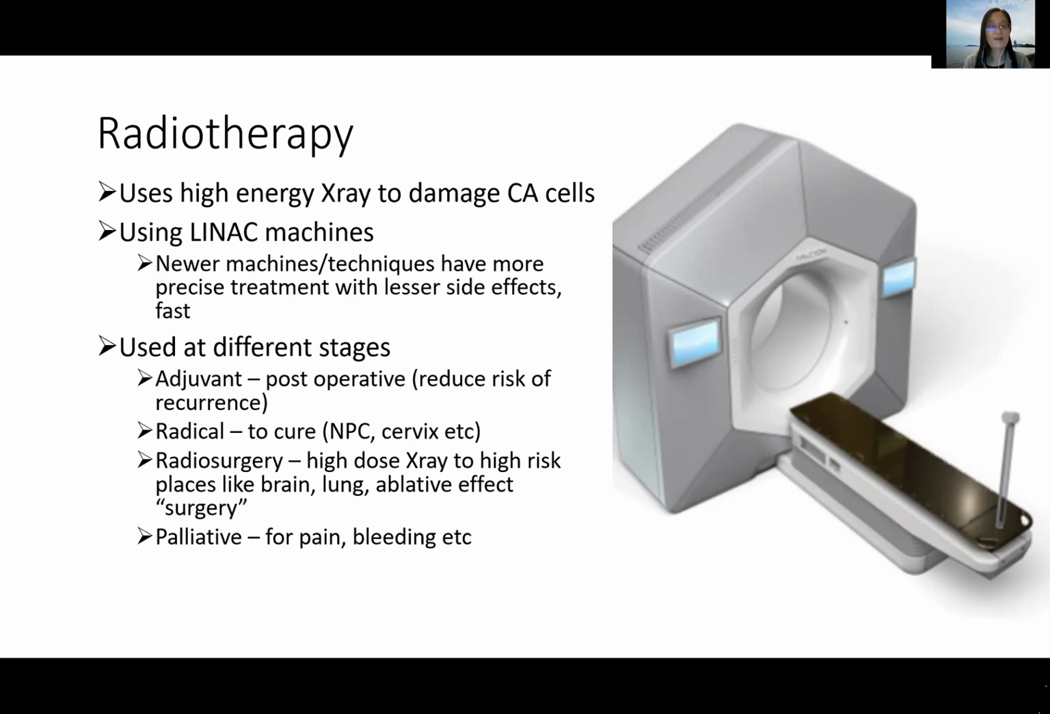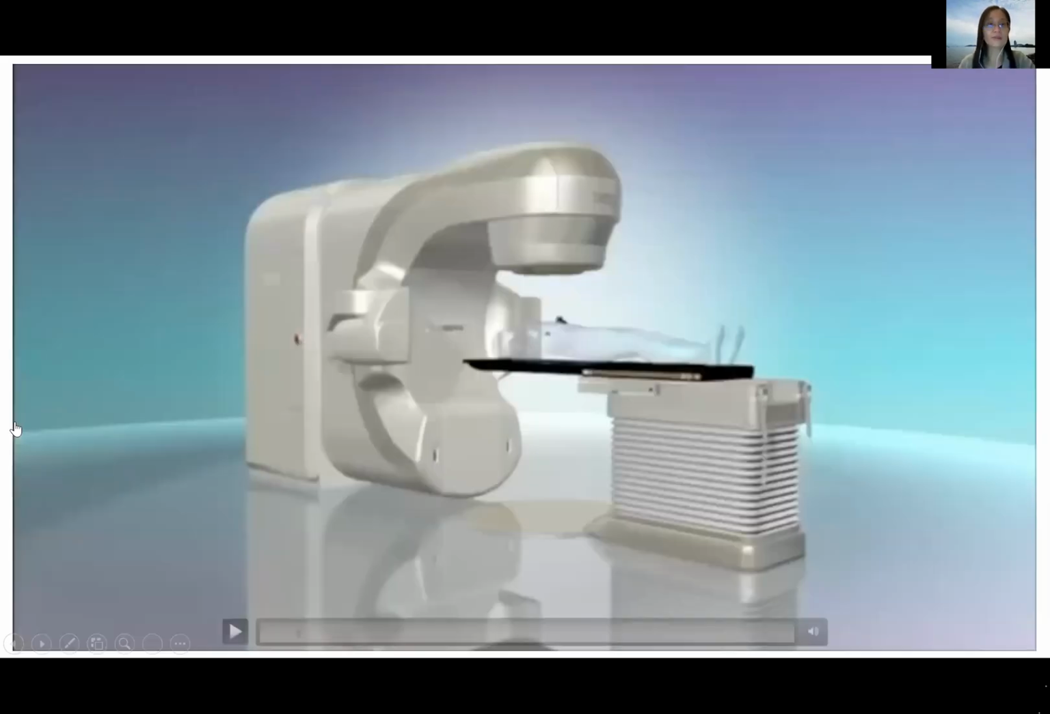So patients that have very early stage lung cancers that are not medically fit for surgery, we can do radiosurgery for them, or what we call SRS and SRT kind of treatment. For stage 4 patients, patients have a lot of symptoms like pain, bleeding, and things like that. Radiotherapy helps with the symptom control. Side effects are usually related to the local area that you treat.